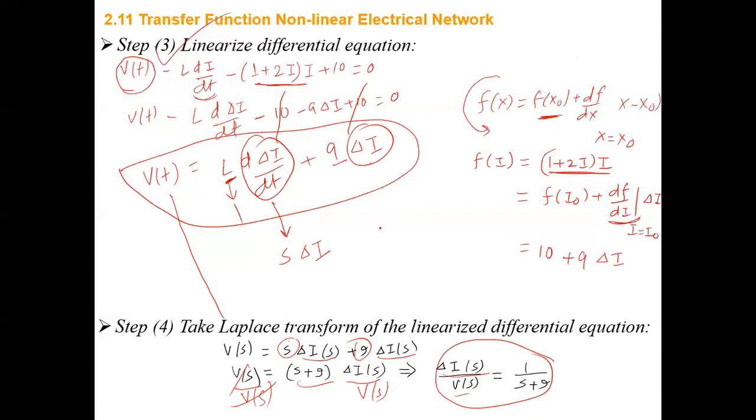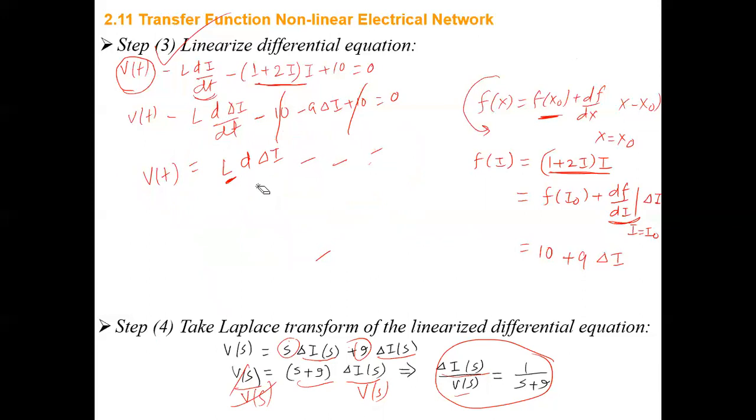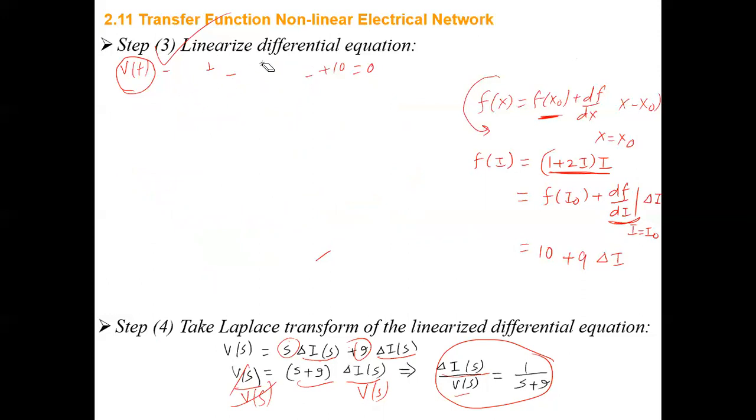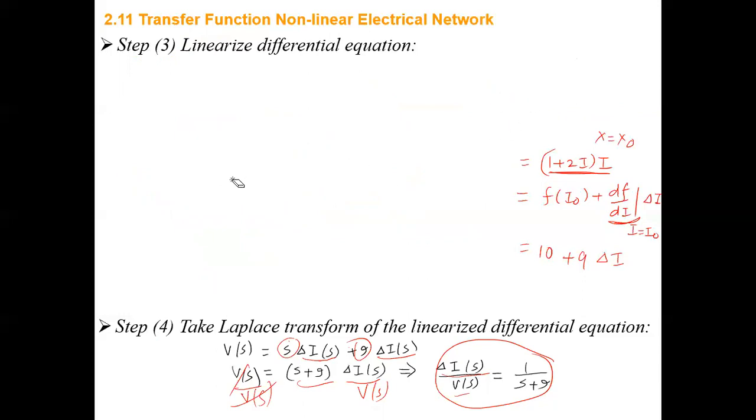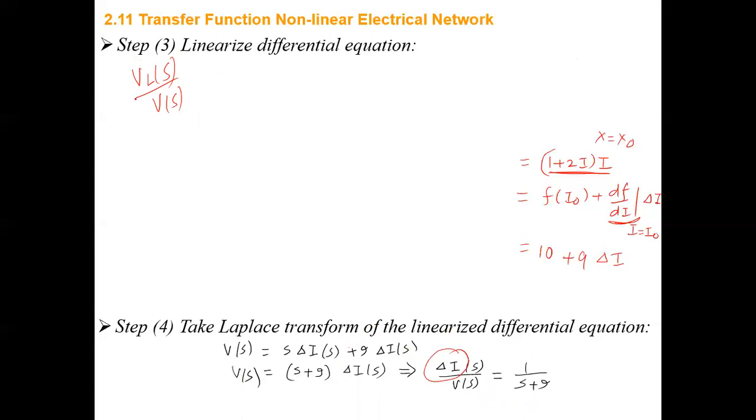Now your goal is to figure out what? If you remember, VL(s) over VS(s). That's your goal, right? Now, what did you find so far? You found this guy here. Now, the only thing you need to do is find the relationship between delta I and VL somehow. You have to do that, okay? So, guys, any idea? How do you do that?